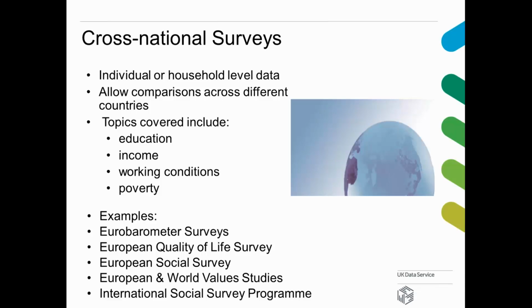Now, one last type of microdata that I want to mention very briefly is the cross-national surveys. I'm not going to go into any more detail, but you can see a list of some of the studies that we have, and you can find all sorts of information about these studies on our website. But the point with these, the real benefit of these, is that they are designed to allow you to make comparisons across different countries. And that can be for topics such as education or income, for example.